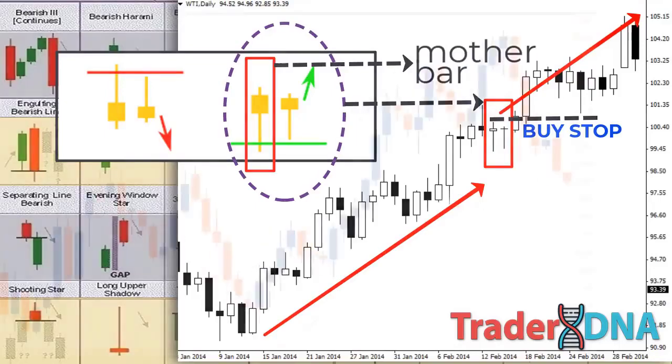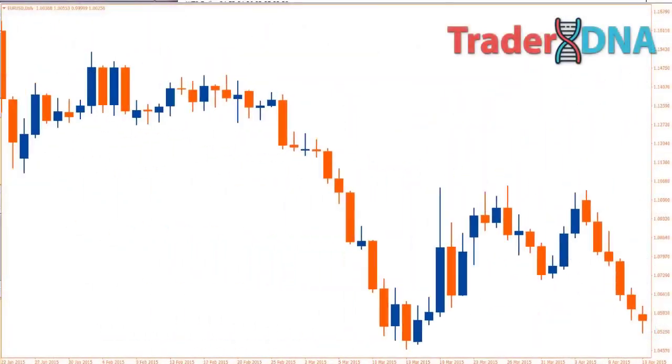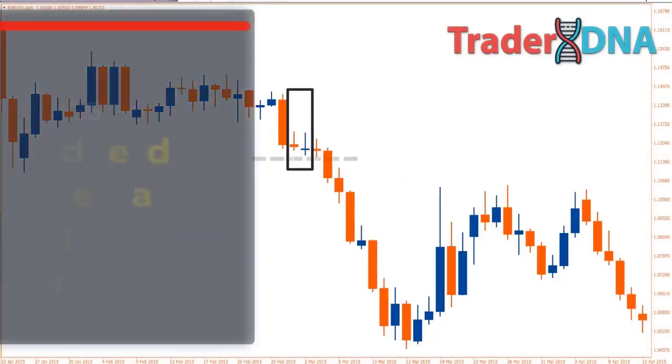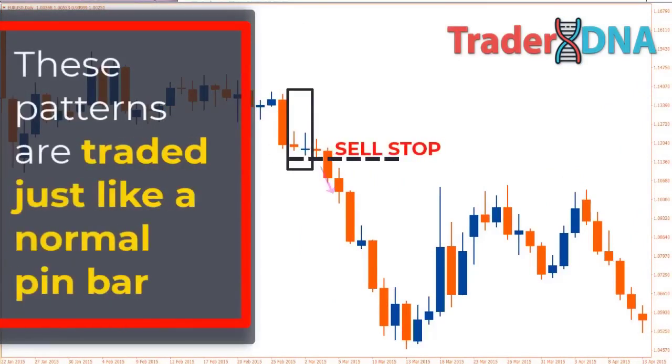Double pin bar patterns. It is not uncommon to see back-to-back or double pin bar patterns at key levels in the market. These patterns are traded just like a normal pin bar, except they provide a trader with a little more confirmation, since they reflect two consecutive rejections of a level.